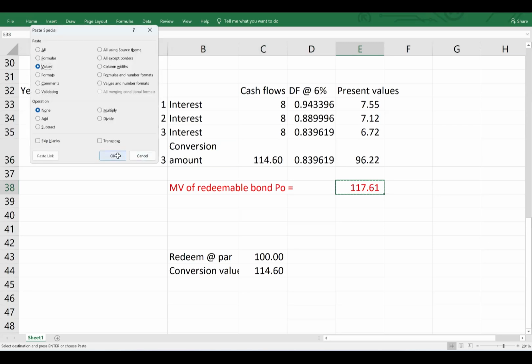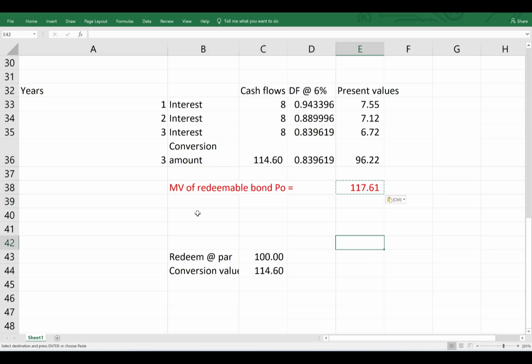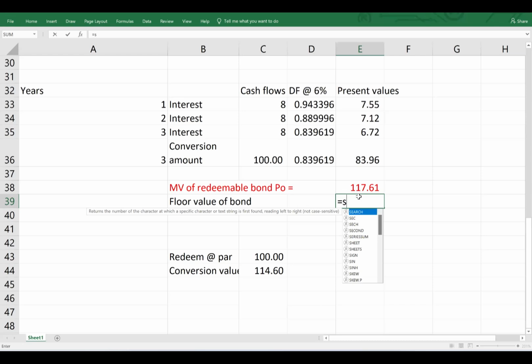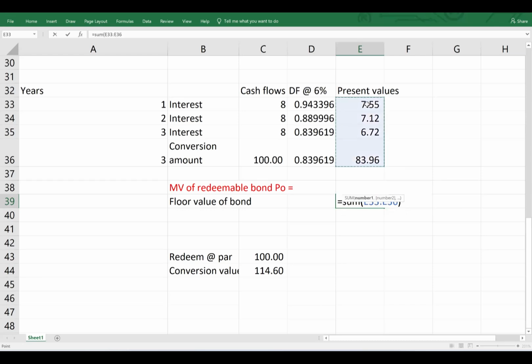Let me put it as a text. Now I want to find the floor value of the bond. We expected that the bond is going to convert, and if it's converted, the value that we get is this. But what if the bond will not convert? To find the minimum value, we have to replace the conversion amount with the redemption amount, which is 100 now. In that case, whatever answer you get here is the floor value of the bond.